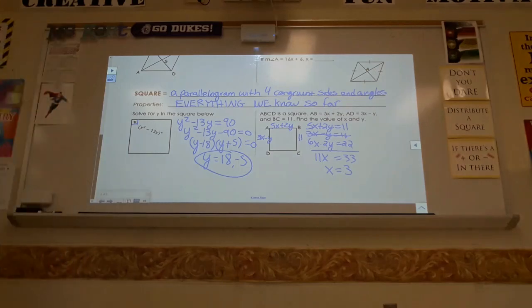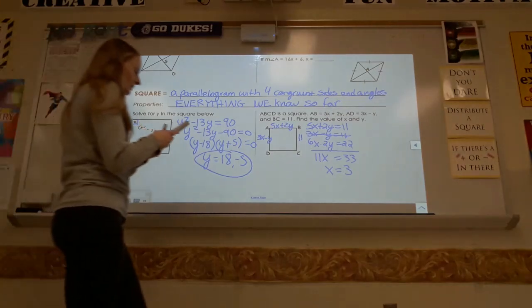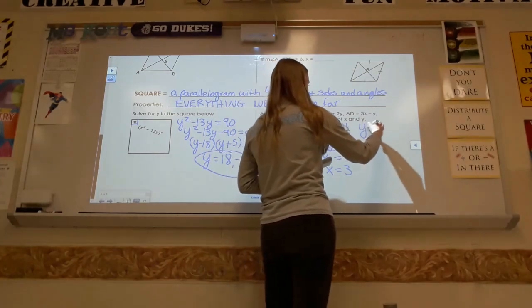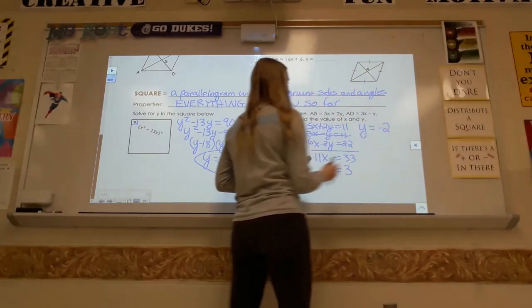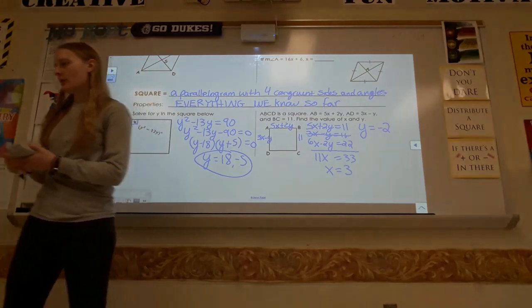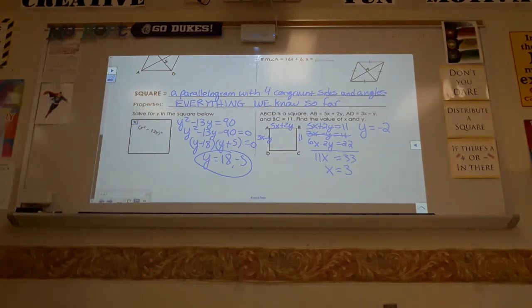Hold on. I don't think I did this one. So 11 minus 15 divided by 2. So y would be negative 2. Okay? So again, systems and factoring, make sure you guys are okay with those.